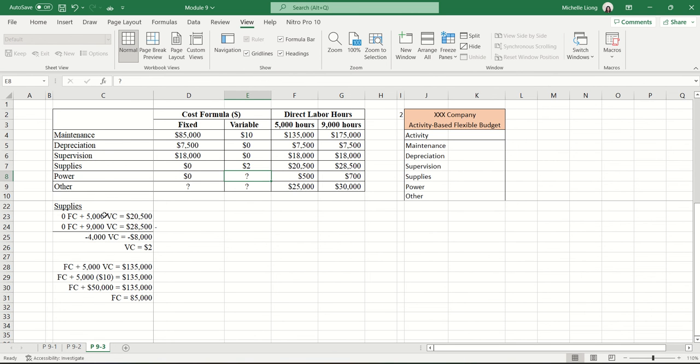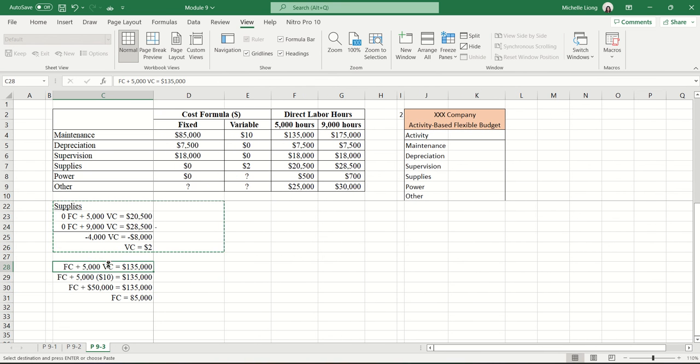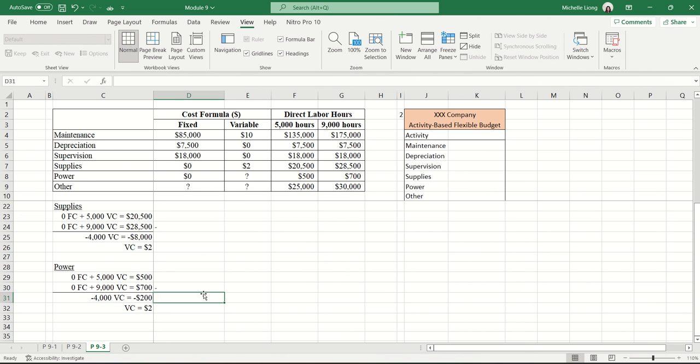Okay, continue with the next one, which is power. Power and supplies work the same way. The difference is in the amount. One is 500 and one is 700. So this one is 500, and this one is 700. Okay, 500 minus 700 is minus 200. 200 divided by 4,000 is 0.05.